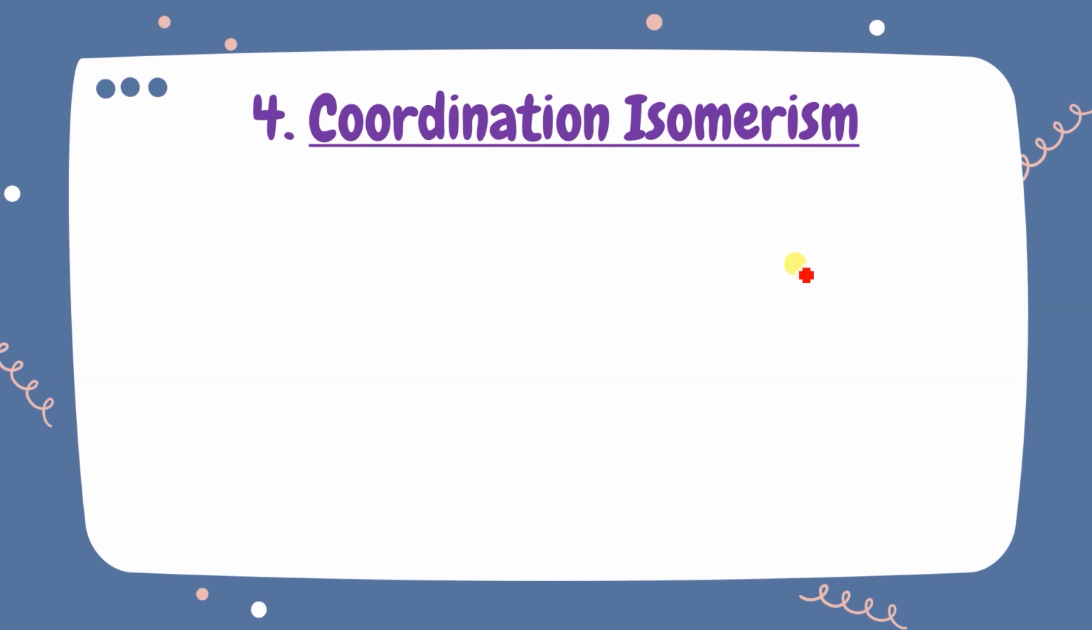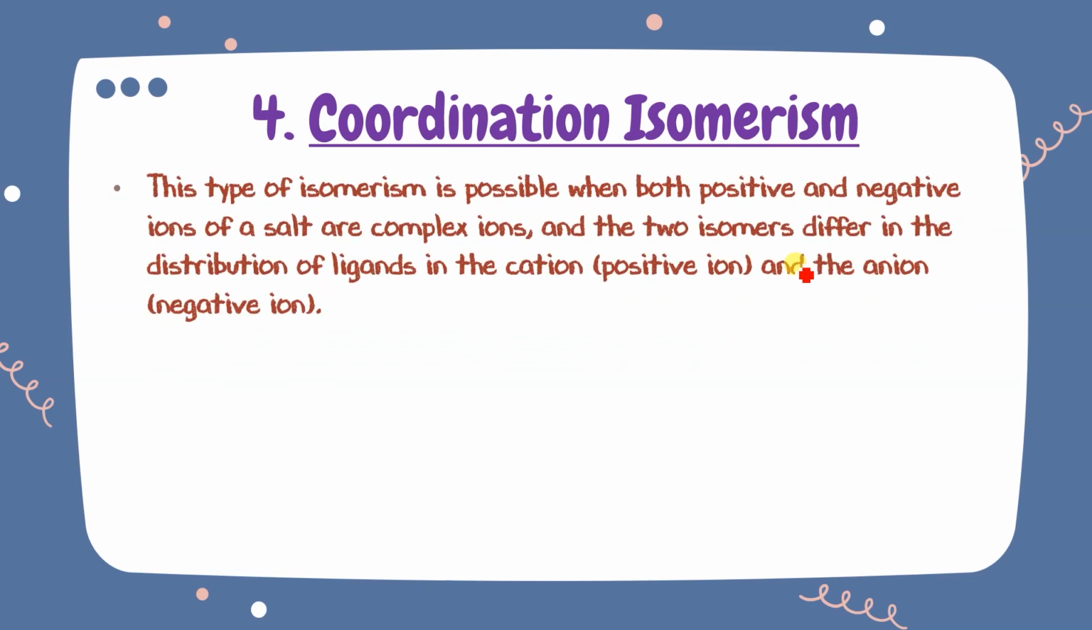If both the cation and anion are complex, then only coordination isomers will be possible. What I said, if both the cation and anion are complex, then only this is possible, otherwise not possible. So this type of isomerism is possible when both the positive and the negative ions of a salt are complex, and two isomers differ in the distribution of ligands between the cation and the anion.